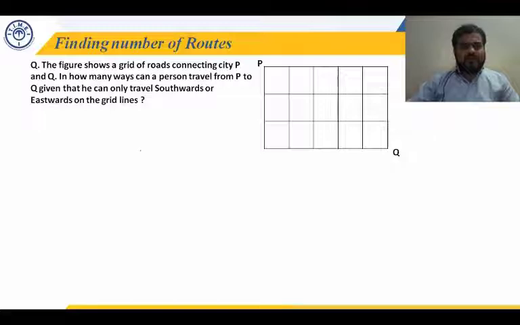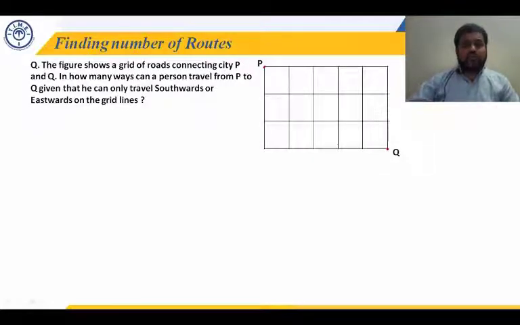This figure gives you a grid of roads connecting city P and city Q. So here we have city P and here we have city Q, and what you see is a grid of roads connecting city P and Q. The question says, in how many ways can a person travel from P to Q, given that he can only travel southwards or eastwards on the grid lines?